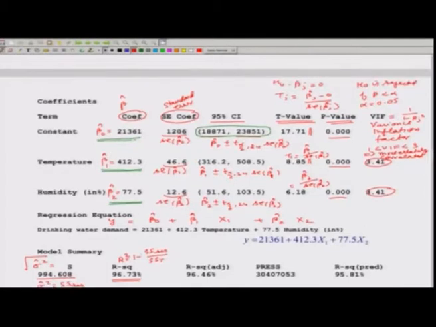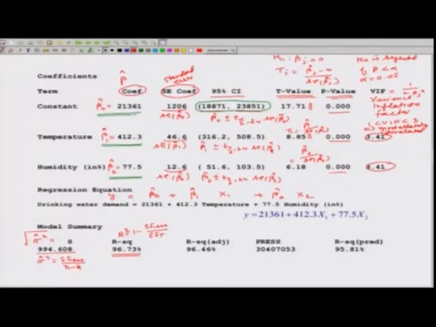So one can be happier that the model which we have fitted is reasonably good, and essentially the variables x1 and x2 are capable of explaining at least 96.73% of the variation in the values of y.